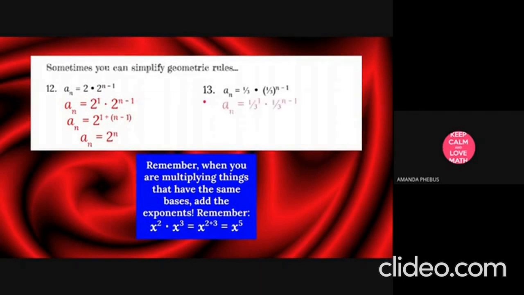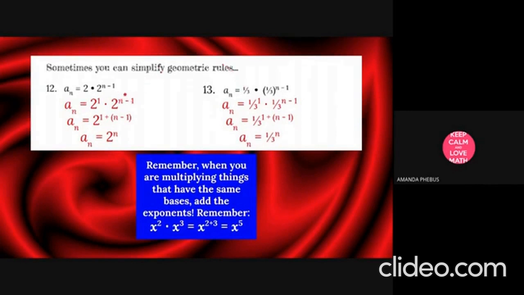We've got 1/3 to the first and 1/3 to the n minus 1. Because the bases are the same, I can add their exponents. I'm going to add the 1 and the n minus 1. And then this 1 and the negative 1 cancel each other out, but I still have that in there. So this is 1/3 to the n. So it's a different way to write a geometric rule, but when you're writing your explicit rule, I expect you to have this n-1 there.